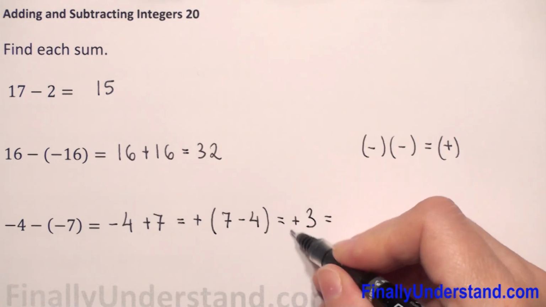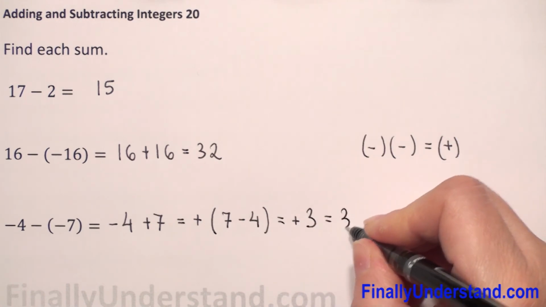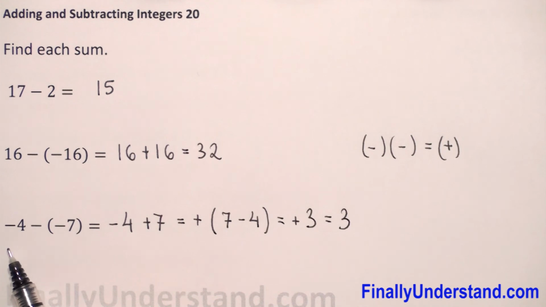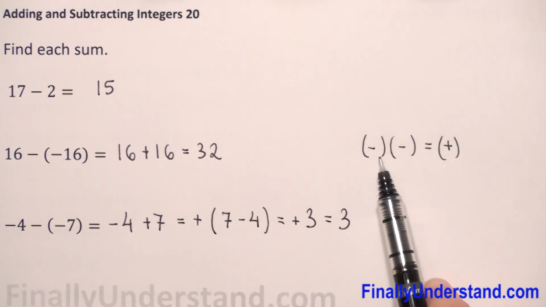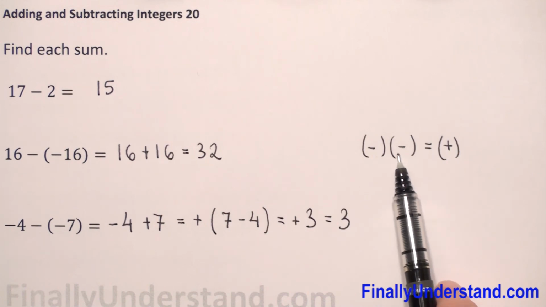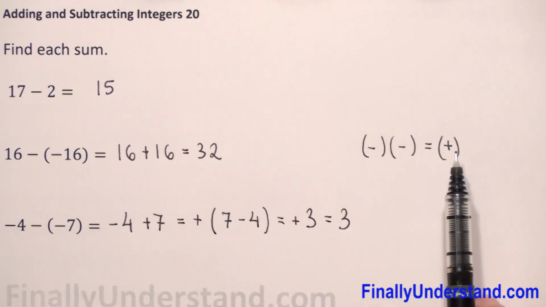Positive 3, we don't have to write positive sign, just 3. So negative 4 minus negative 7 is 3. Memorize, negative and negative give you always positive.